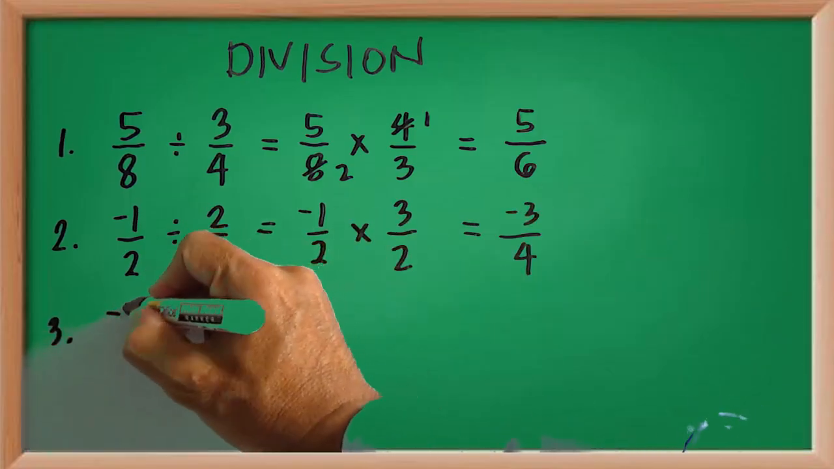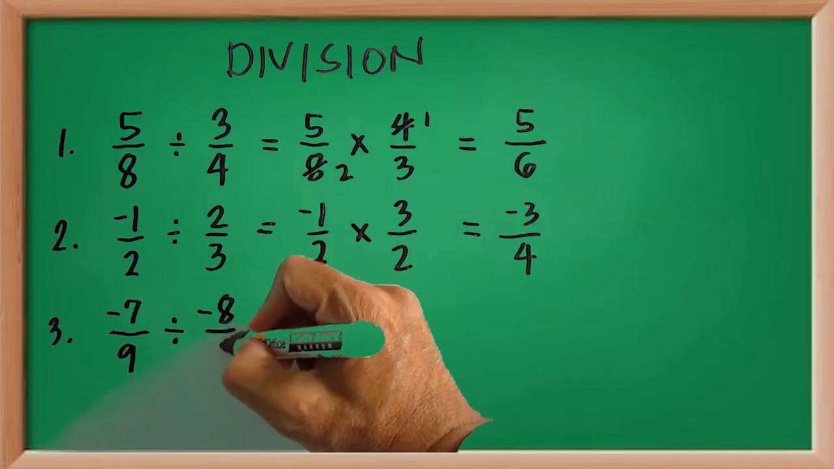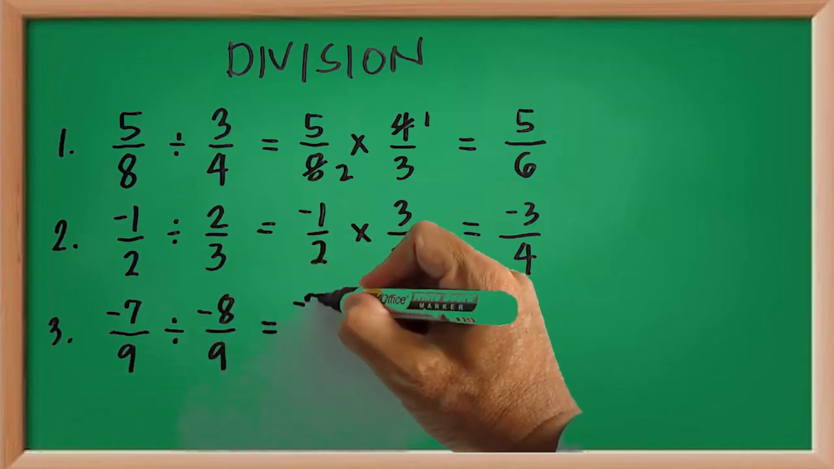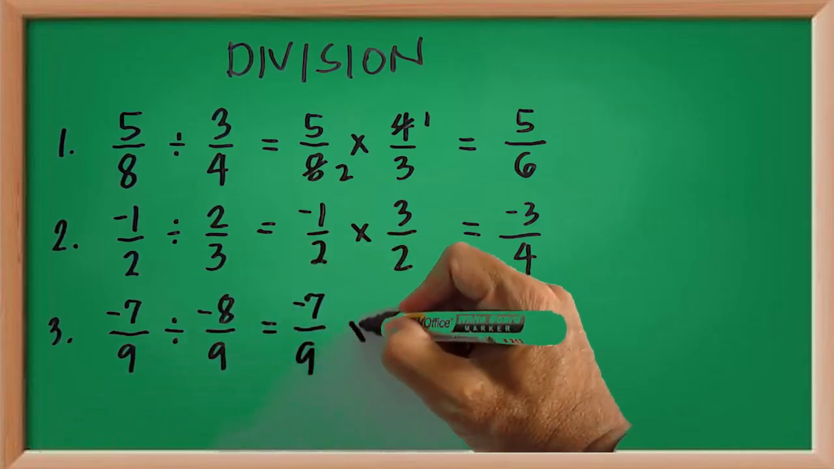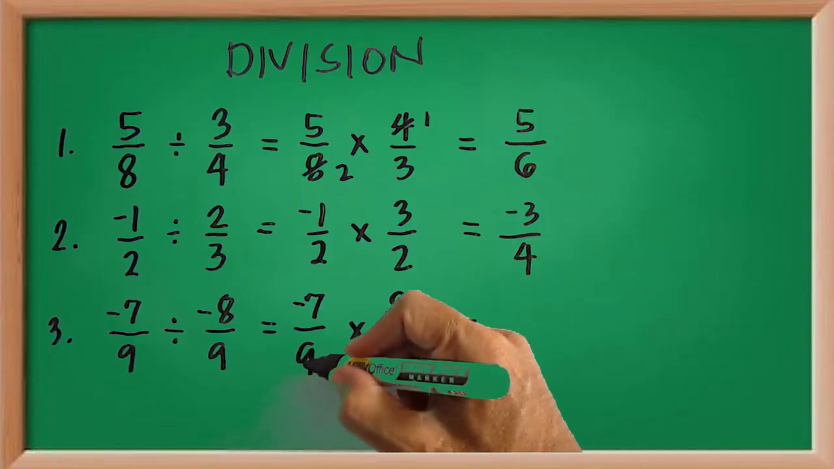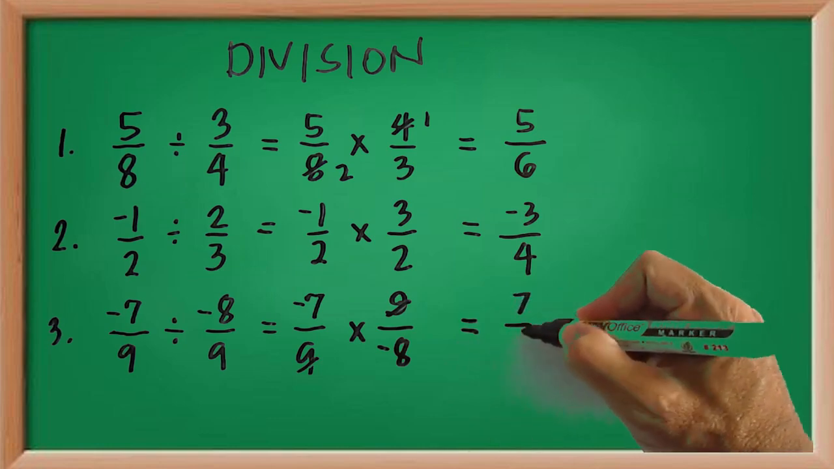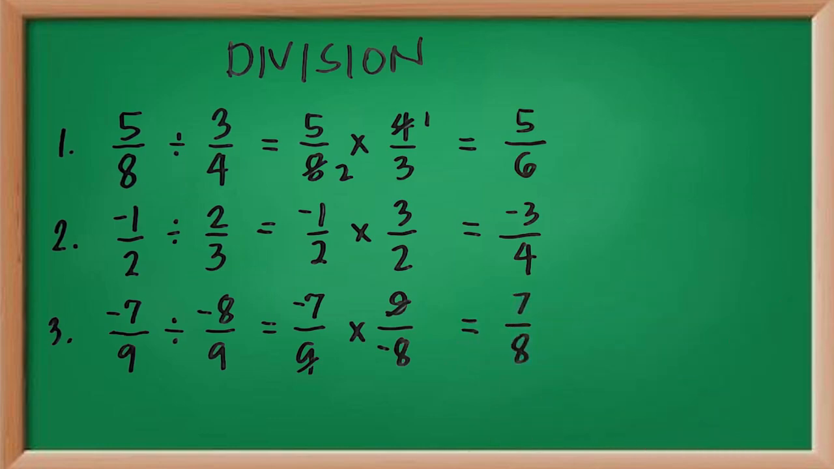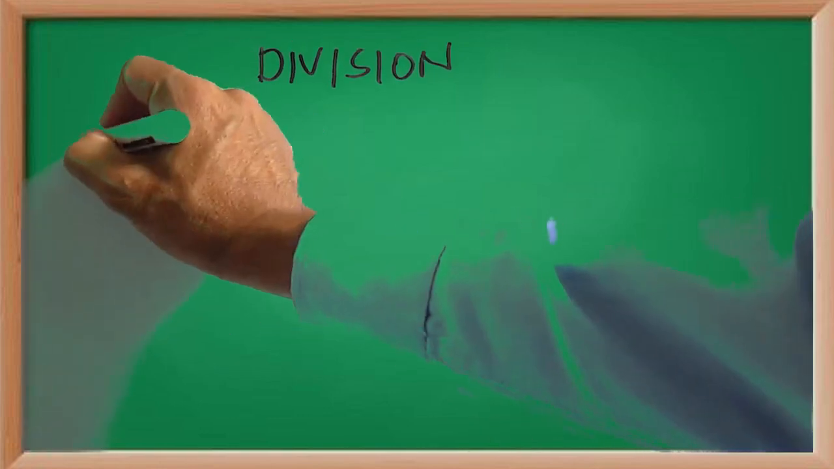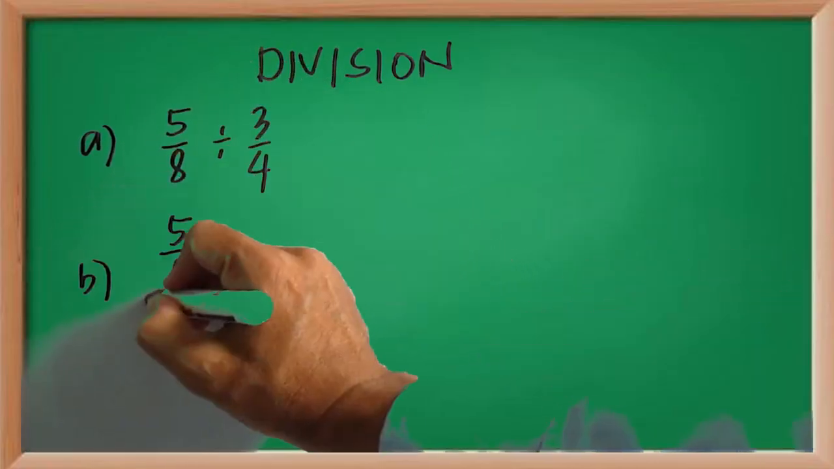Another example, negative 7 over 9 divided by negative 8 over 9. Copy negative 7 over 9 multiplied by the reciprocal 9 over negative 8. Simplify first. Negative 7 over negative 8 is 7 over 8. If you want to find a quotient right away without rewriting, these methods might give great help. It can be written horizontally or vertically.